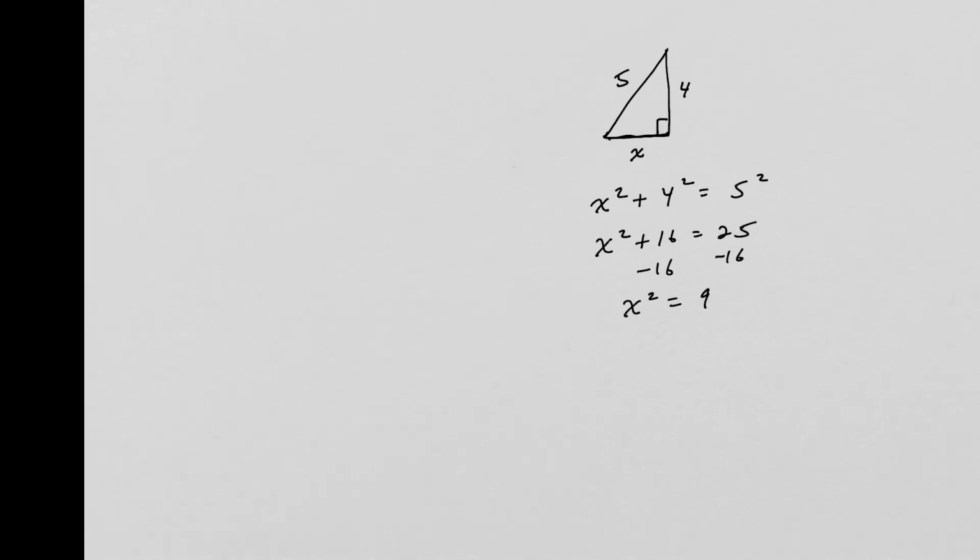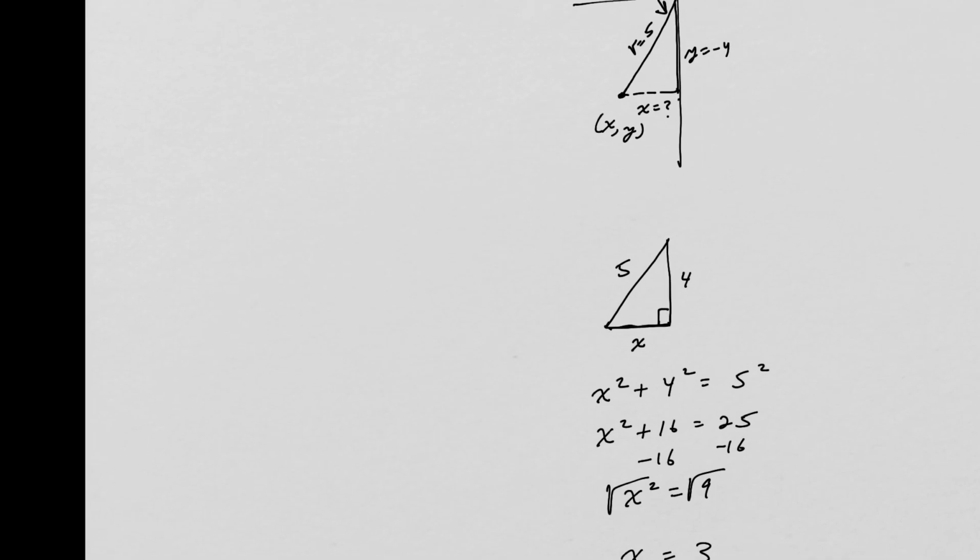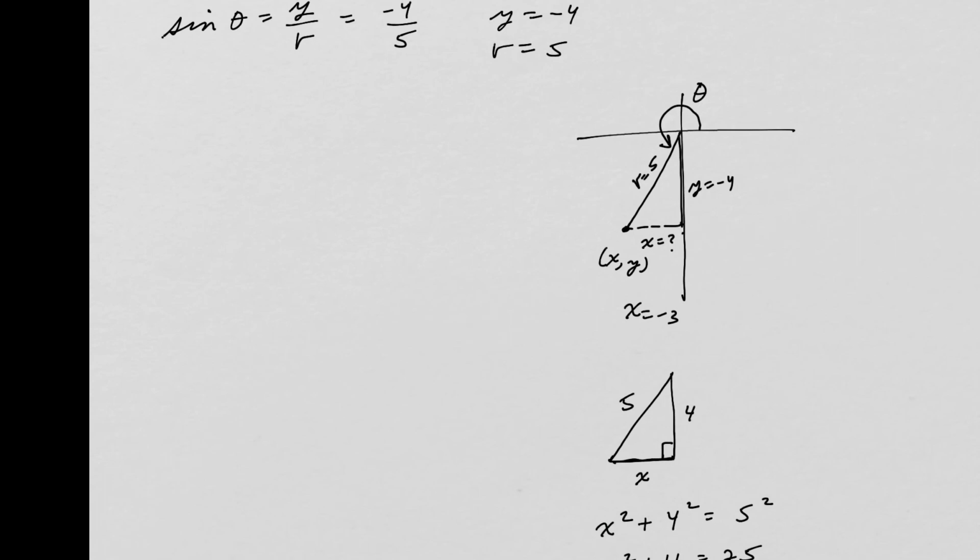So then if you take the square root, again, normally it's plus or minus, but in this case it's a length, so it's going to be positive 3. But we know we're in the third quadrant, so actually x is going to be equal to -3. Right, because we're in that third quadrant. So this point right here is going to have the coordinates -3, -4.